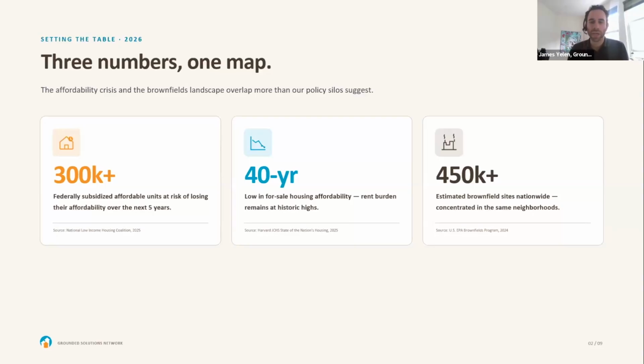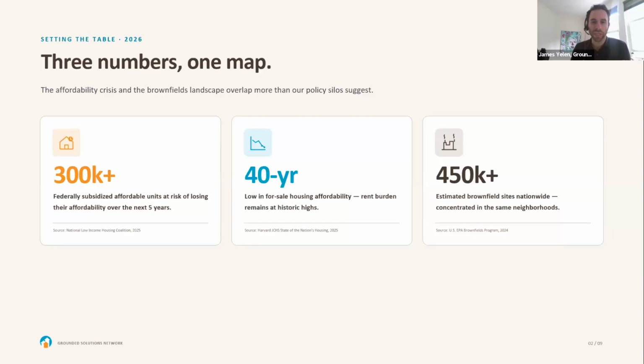The first number here is 300,000, over 300,000, right? That represents the number of affordable homes that are mostly federally subsidized that are scheduled to lose their affordability restrictions in the next 5 years. Some estimate that to be even higher. So homes that are financed with low-income housing tax credit, federal grant programs like HOME and CDBG, many of them do not have permanent affordability restrictions and are at risk of going back to the market and potentially putting those residents at risk as well.